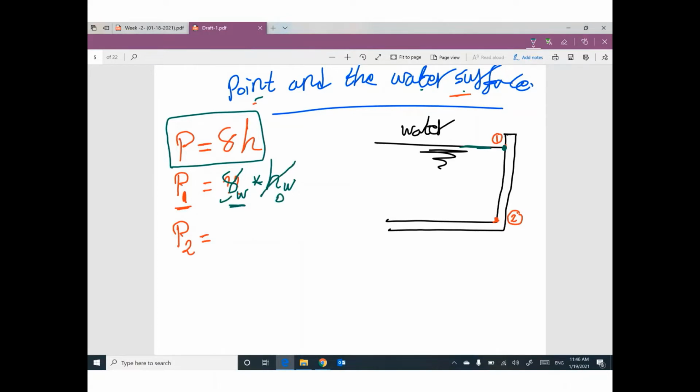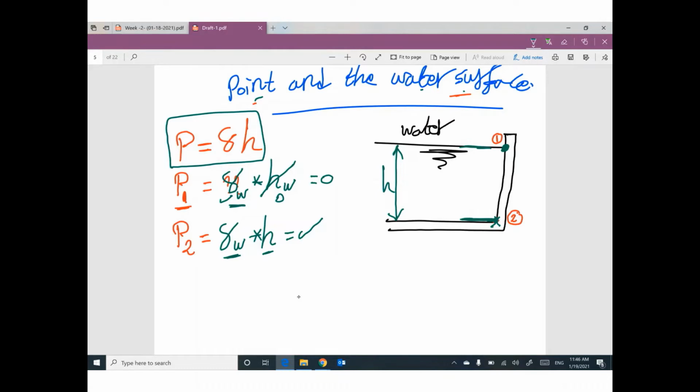We have a value for gamma water, that's fine. If you multiply gamma water by 0, your pressure will be 0. For pressure at point number 2, we have a value for gamma water. Do we have the vertical distance between point number 2 and the water surface? Yes, we have height here, H. If you multiply this by this, you will get a value.